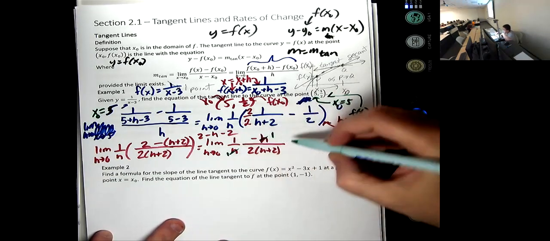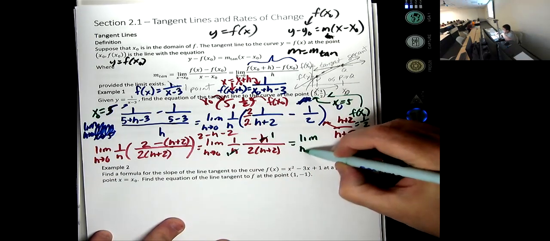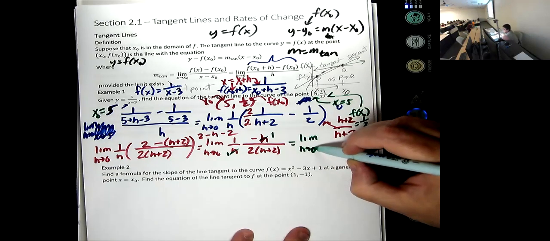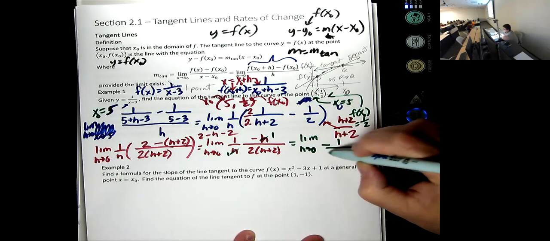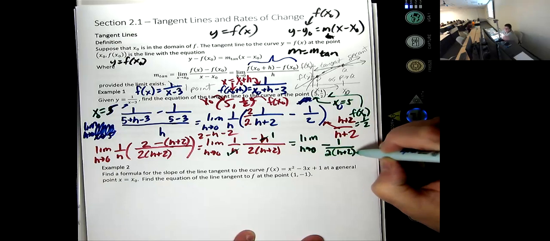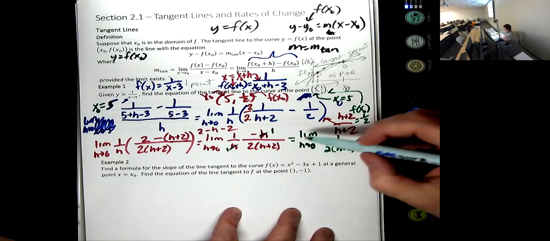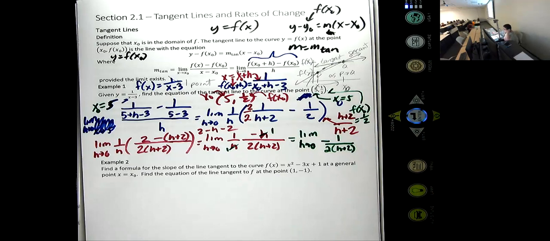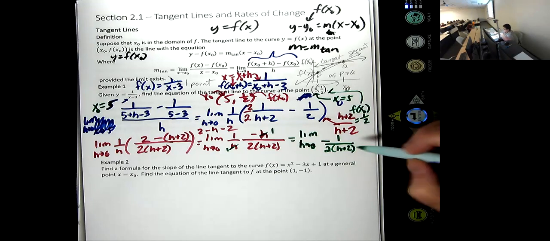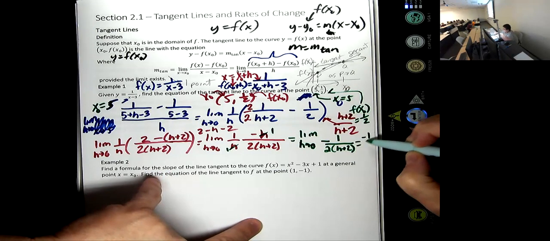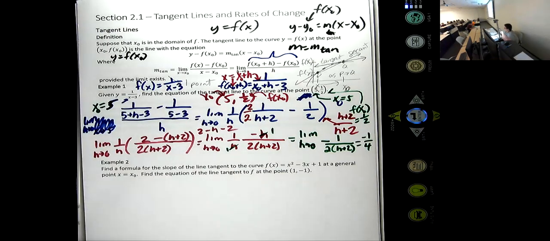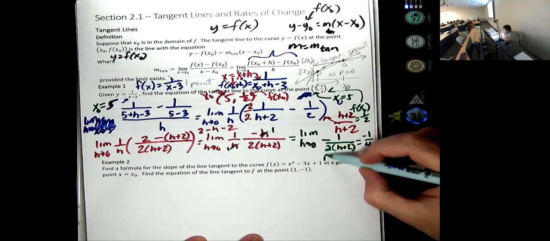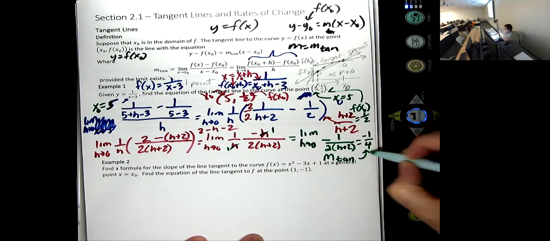And I'm left with the limit as h approaches 0. I clearly need to give more space on this page for my writing. I've got negative 1 over 2 times h plus 2. And now if I plug in h equals 0, I don't have a problem. h equals 0 leads to negative 1 over 4. That's the slope of the tangent line. This is m tangent, negative 1/4.